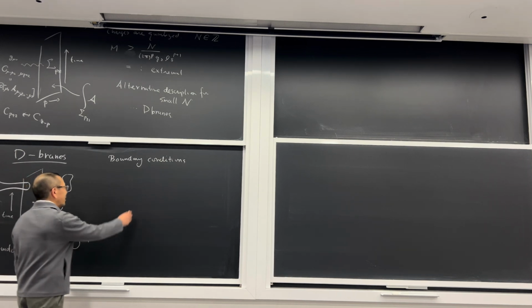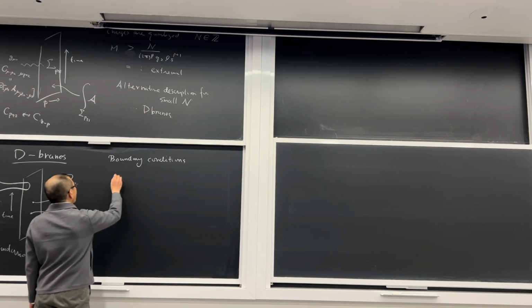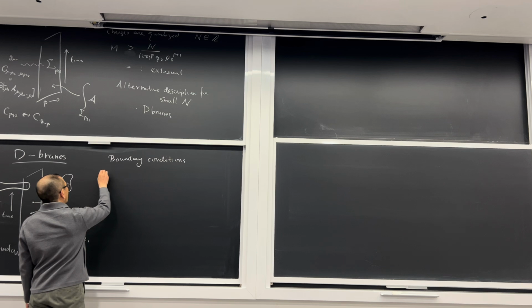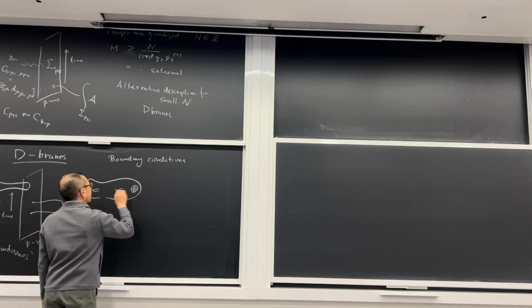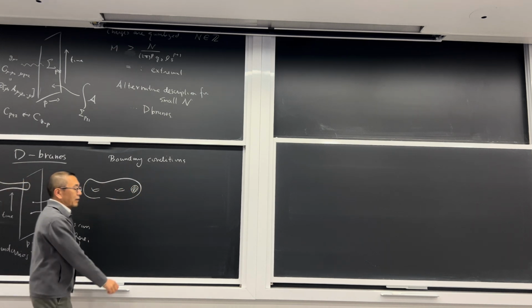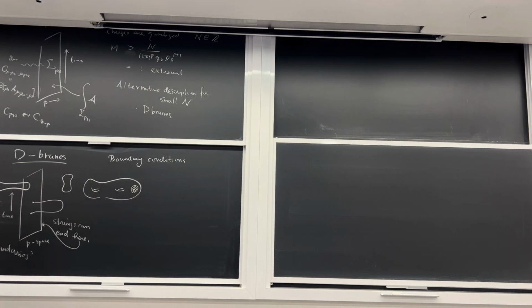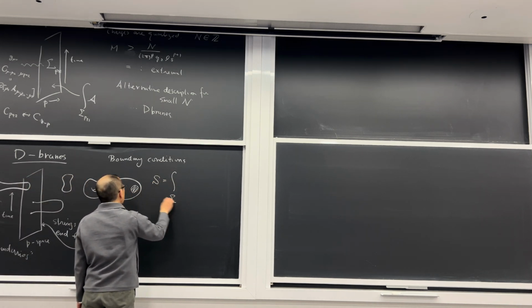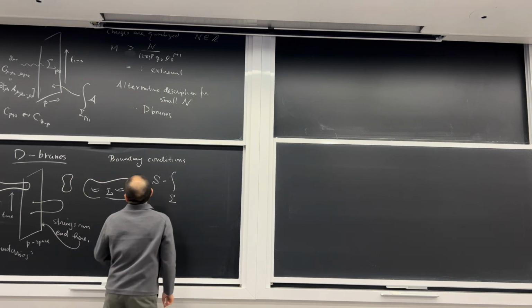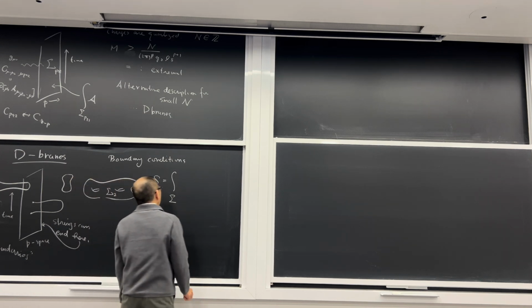Okay, so let's consider the situation where the boundary is extended in time. Suppose you have some worldsheet like that, and then you have a boundary here. You want to know what kind of boundary condition we should impose. So let's start with a simple action. We'll modify that later. This is sigma. I use sigma for the D-brane worldvolume, but this is the two-dimensional worldsheet of the string.